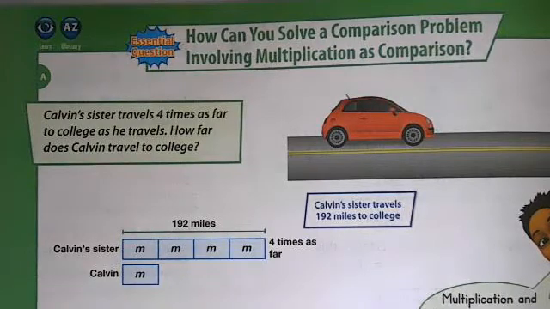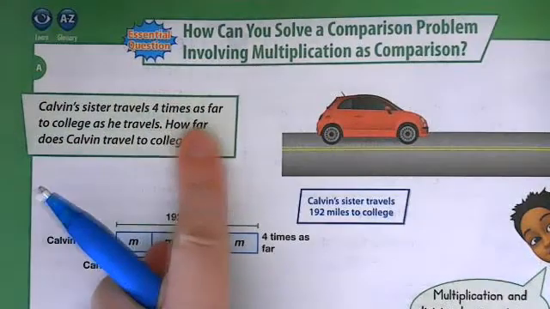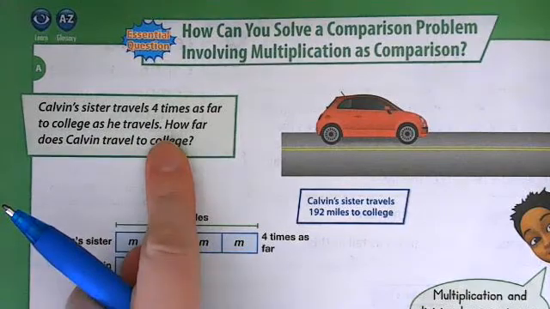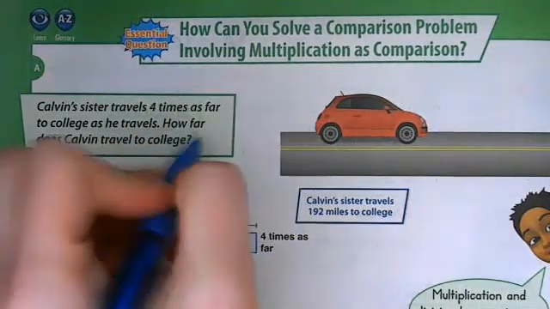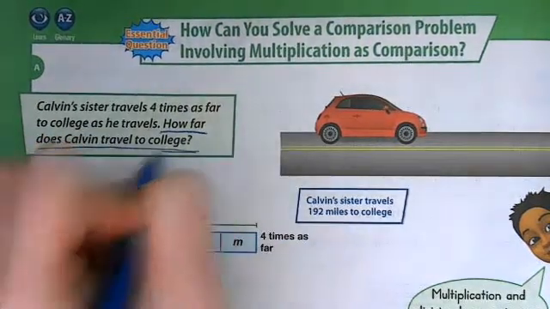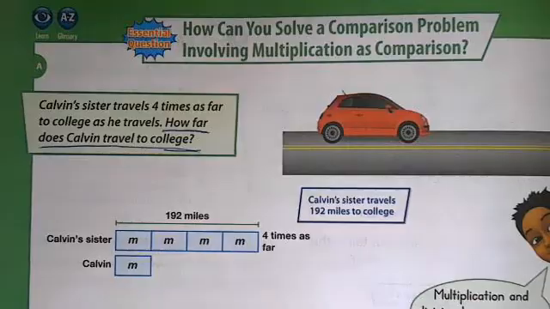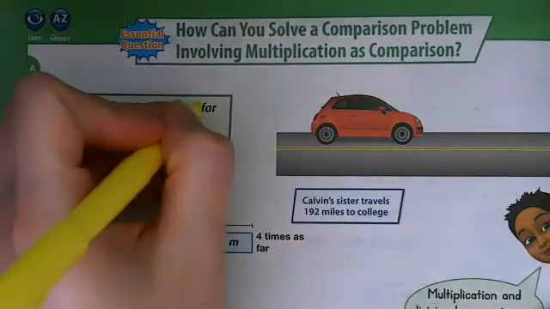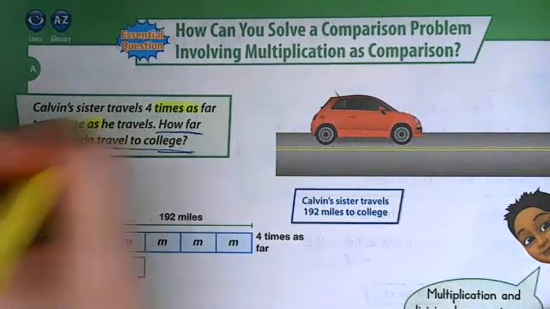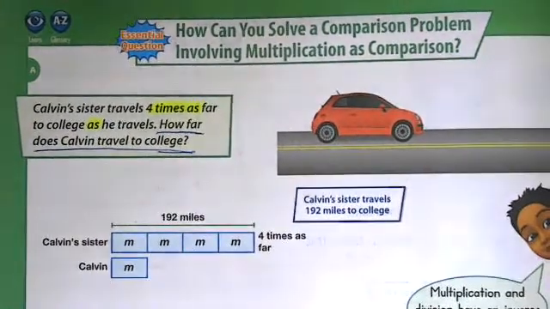While we are solving story problems, I need you guys to remember how we are going to annotate our story problems to help us solve these things. The story is: Calvin's sister travels 4 times as far to college as he travels. How far does Calvin travel to college? So we're going to underline the question that it's asking us to solve: how far does Calvin have to travel to college? Then I'm going to highlight the key or important words, and I see "times as" and "far as." So literally, it's telling us that multiplication word right there.